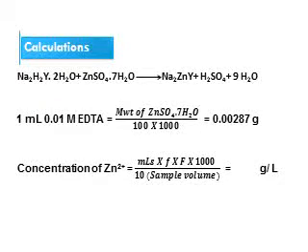As we know that EDTA reacts 1 to 1 with the metals, we can easily calculate the F capital. Test yourself and compare it with our results. Then the concentration equation will be mLs times F small times F capital times 1000 over 10, which is the sample volume.